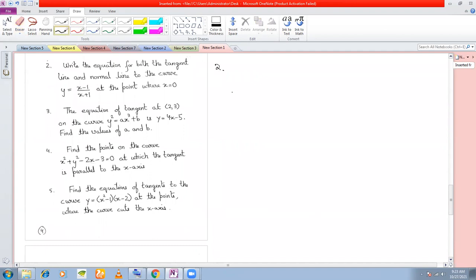Write the equation for both the tangent and normal line to the curve. The given curve here is y equals (x minus 1) by (x plus 1). Let us call this 1. This is the given curve. So we will first find the equation of the tangent. In order to do that, we must find the slope of the tangent, and we must also find the slope of the tangent at the given point.